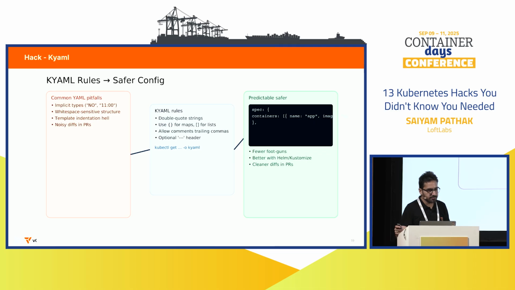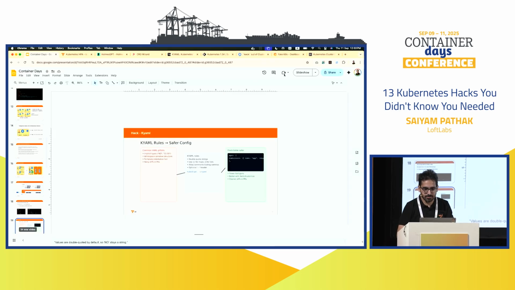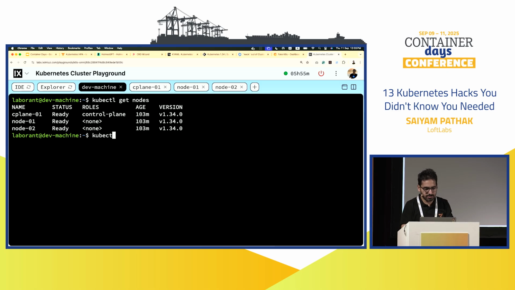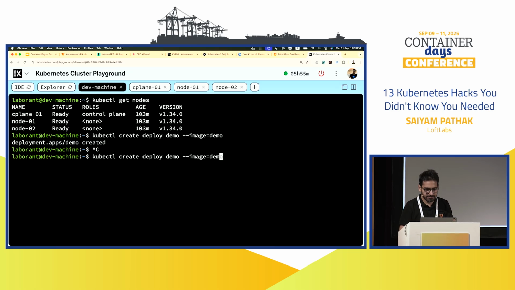KYAML rules are safer configurations. So no implicit types. No white space issues, because, you can see in the second box, it uses curly braces for maps and brackets for arrays and lists, and allows comments. Things like comments and trailing commas are all allowed. What you can do today is kubectl create deploy demo2 --image demo, sorry, not demo, because it will then fail. So kubectl get deploy demo2 -o kyaml.